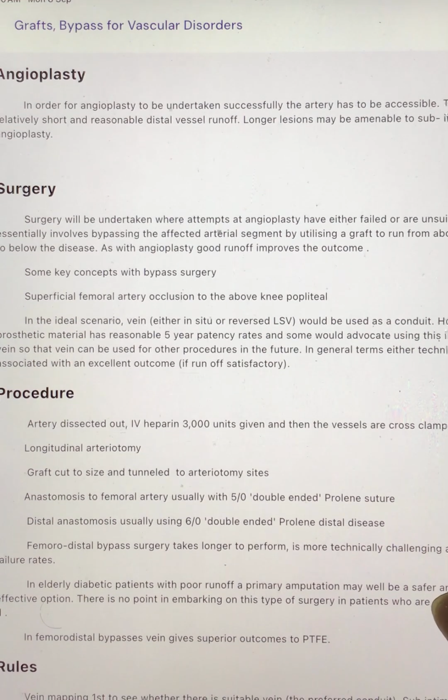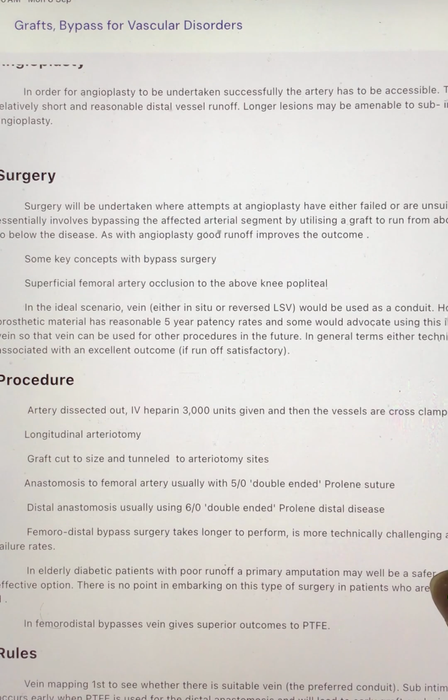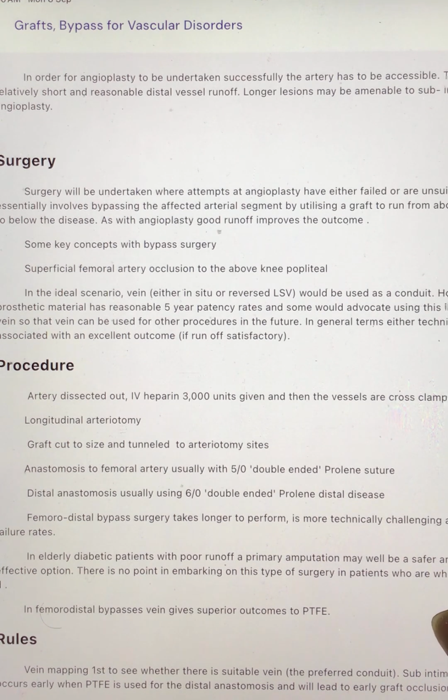Some key concepts with bypass surgery: superficial femoral artery occlusion to above knee popliteal. In the ideal scenario, either in situ or reversed long saphenous vein should be used as a conduit. However, prosthetic material has a reasonable 5-year patency rate. Some would advocate using this in preference so that the vein can be used for other procedures in future.